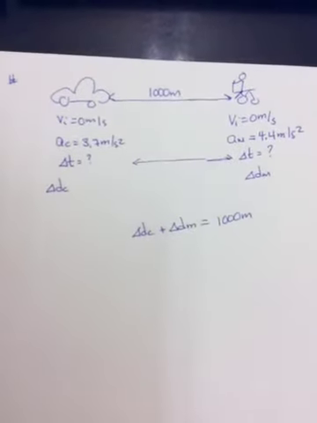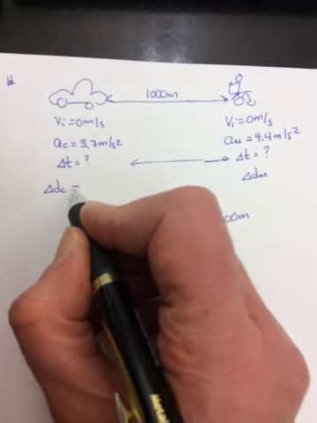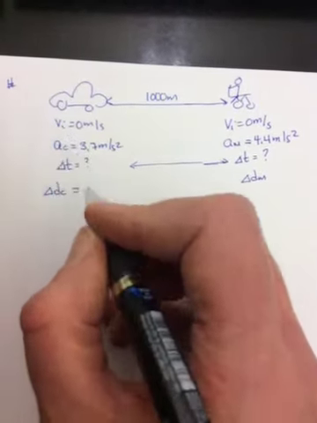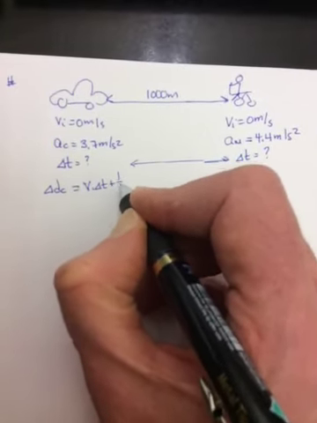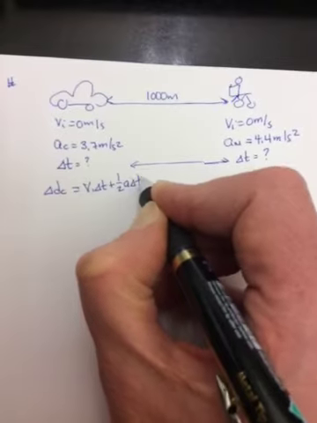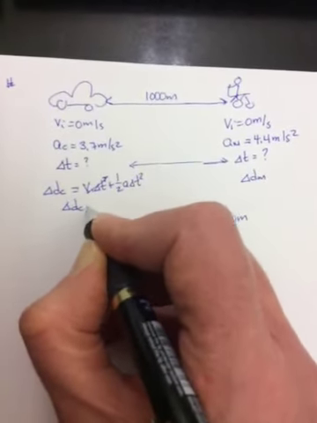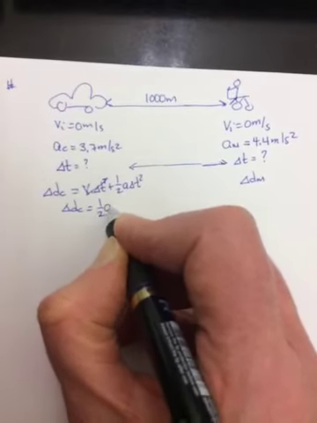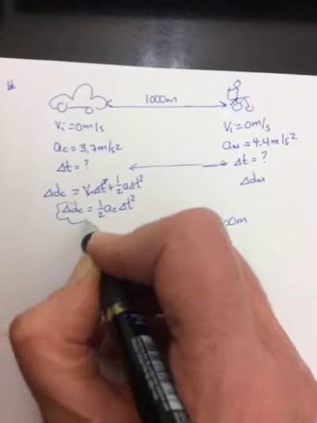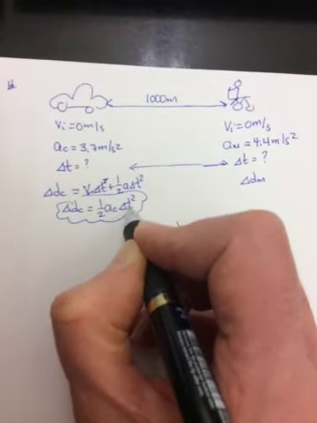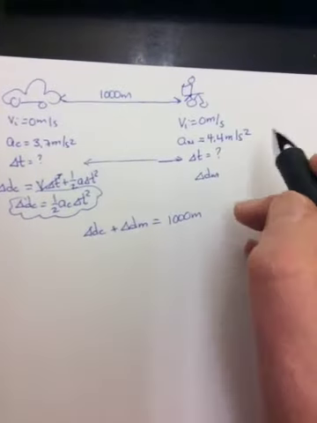So in these questions, what you're going to do first is get an equation for delta D of the car. So if we look, there's a VI, an A, and a delta T, so it has to be VI delta T plus 1/2 A delta T squared, and the VI is 0, so this whole term disappears. So delta D of the car will be 1/2 A of the car delta T squared. We can't find it though, because we don't know the time and we don't know the delta D. We have 2 unknowns. We can't solve that equation.